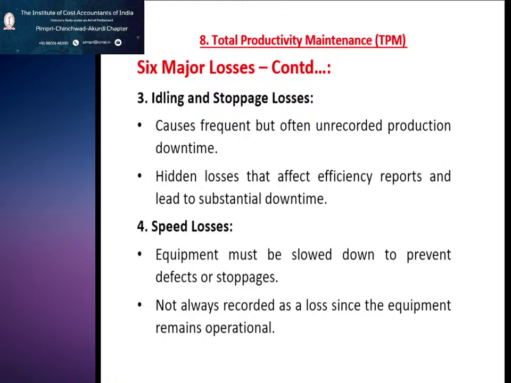Then comes the fourth type of major loss, that is speed loss. The equipment must be slowed down to prevent defects or stoppages. So if TPM is being followed, there might not be a speed loss because of the continuous monitoring of that machinery. Equipment must be slowed down to prevent defects or stoppages, and this is not always recorded as a loss since the equipment remains operational. So though the slowing down happens, the machinery remains operational, but just the speed or momentum of that particular machinery might be slowed down to prevent the defect or stoppages.